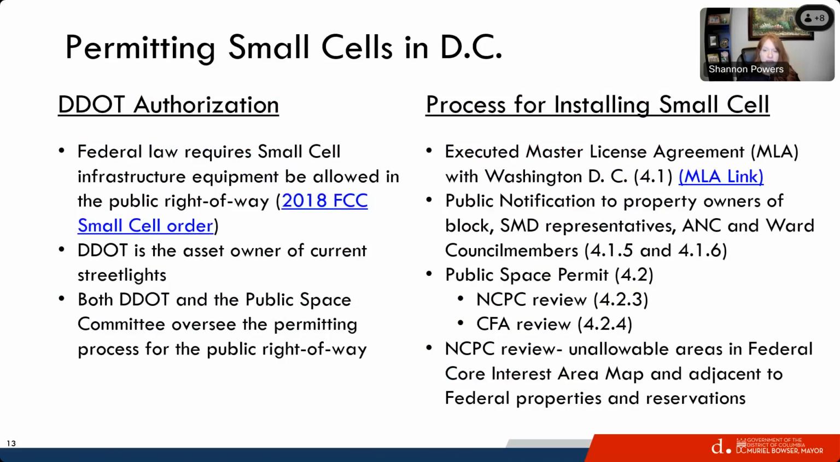Both DDOT and the Public Space Committee oversee the permitting process for the public right-of-way. For processing the installation of small cells, the carriers need to enter into an MLA agreement with DC, and there is an MLA link for the agreements that we have.